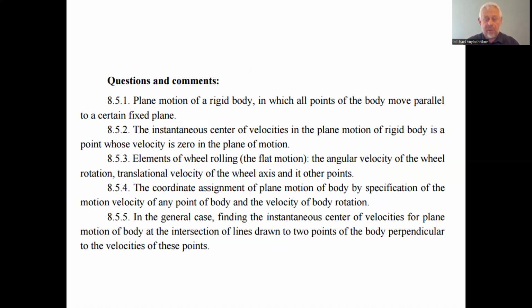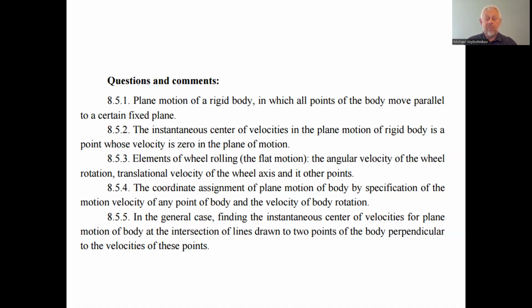Elements of the wheel roll in the flat motion: the angular velocity of the wheel rotation, the translational velocity of the wheel axis, and other points. If a wheel moves over the surface, the instantaneous center of velocities is the point of support of the wheel on the surface, and the angular velocity equals the ratio of the translational velocity of the axis of the wheel to the radius of the wheel. Other points' velocities depend on the distances, the radiuses from the instantaneous center of velocities to these points.